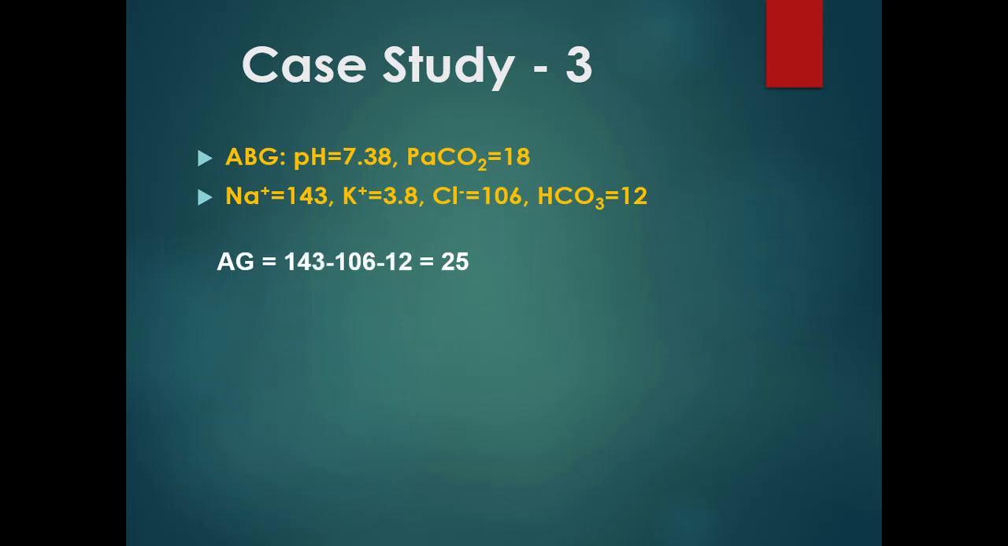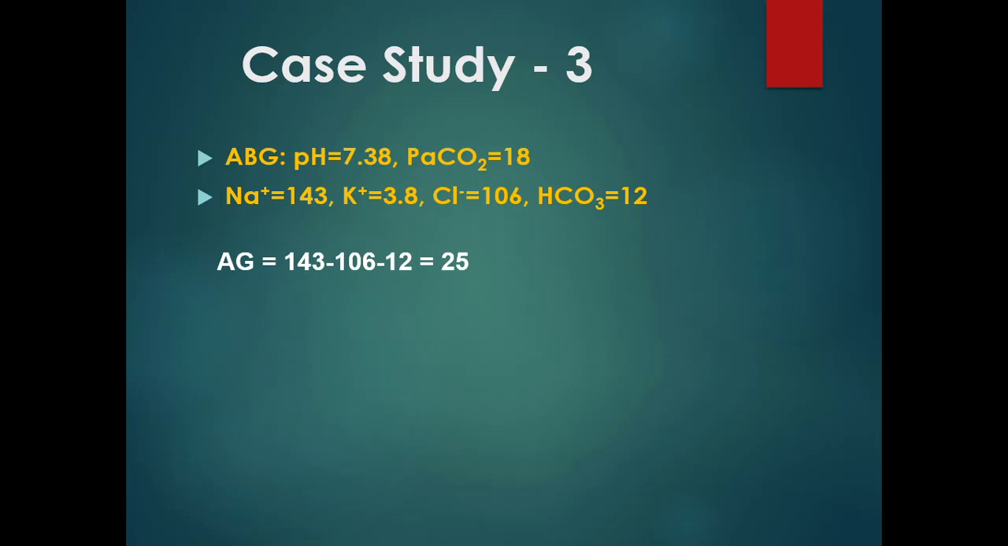first of all, we look at the anion gap. The anion gap is 143, which is the sodium, minus the chloride 106 and the bicarb 12, which is 25. So there is a wide anion gap metabolic acidosis. Whenever there is a wide anion gap, there is a metabolic acidosis going on in the background.